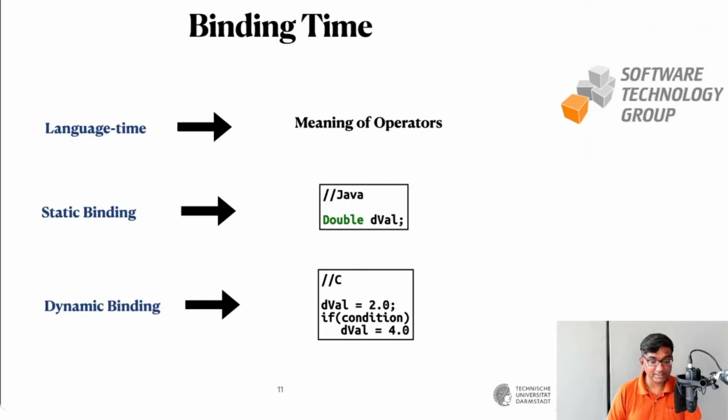The other form of binding is dynamic binding, where an attribute is bound to a variable only when the program is being executed. For example, consider the value of deval in this small code snippet from C. Deval equal to 2. If a particular condition is met, then deval equal to 4. Here, the value of deval can be 2 or 4, depending on the condition, and is bound to deval only during execution time. So these are the different times a particular attribute can be bound to a variable.